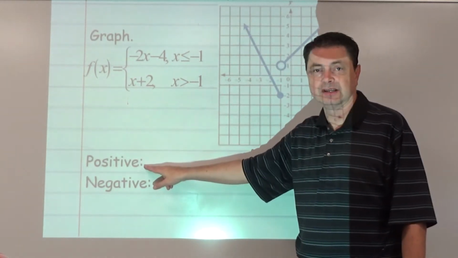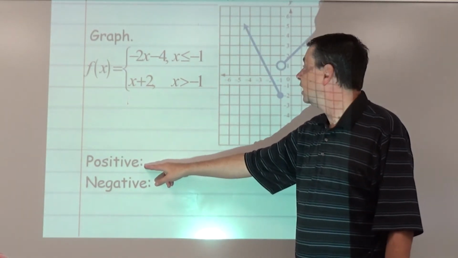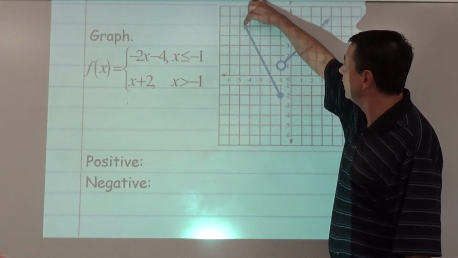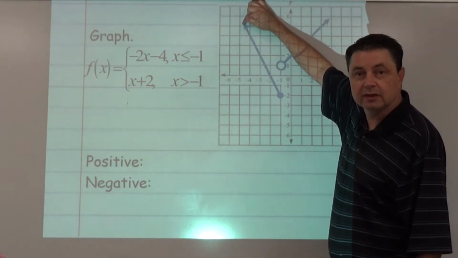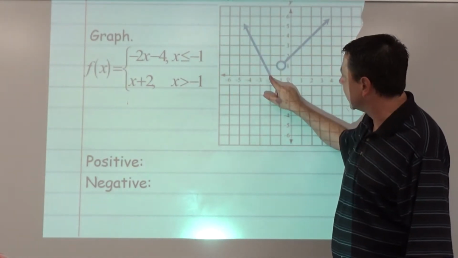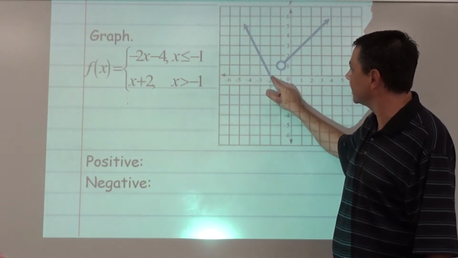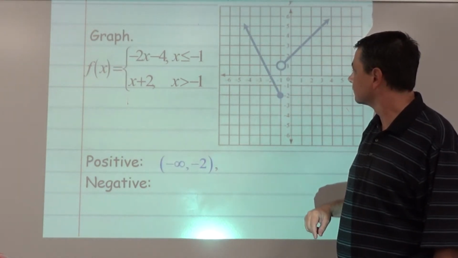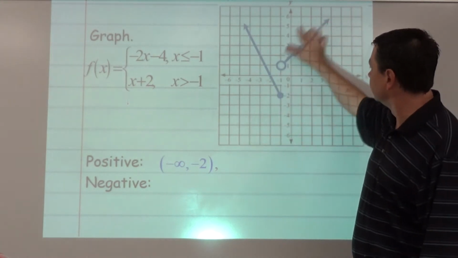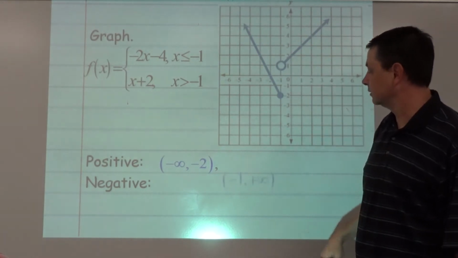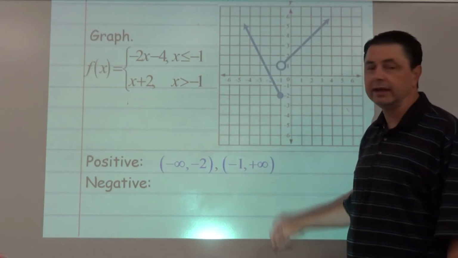Where is it positive? So where do we start being above the x-axis? Well, we got a section of the graph over here that's above. It starts being above at negative infinity. That's going left forever. It stops being above when we hit the x-axis here at negative 2. But there's another part. All of this is above. So starting here, ending there. Starting at negative 1, ending at positive infinity.